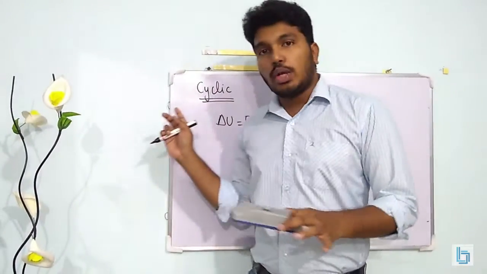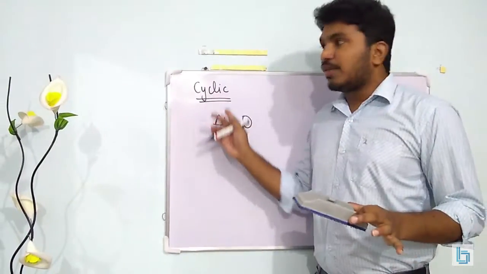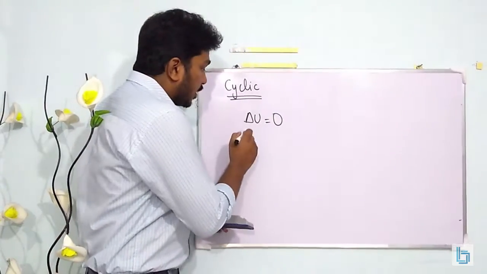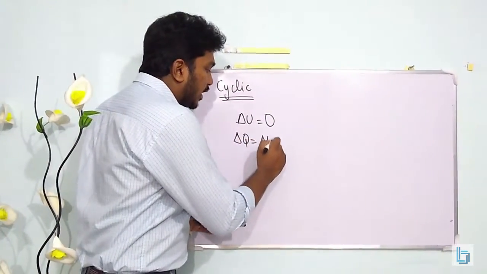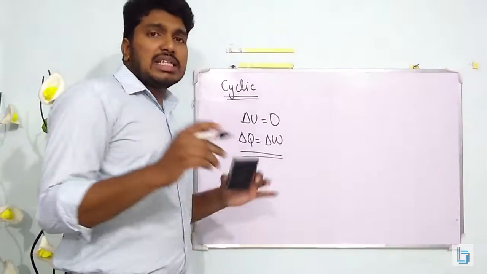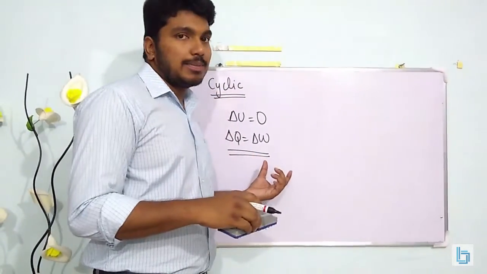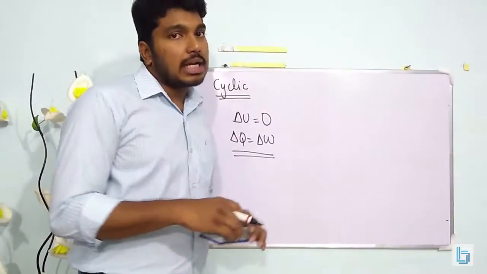So delta U will be equal to 0 in case of a cyclic process. Now when we apply the first law here, what do you get? So delta Q will be equal to delta W, and that means the entire heat given will be converted into work in case of a cyclic process.